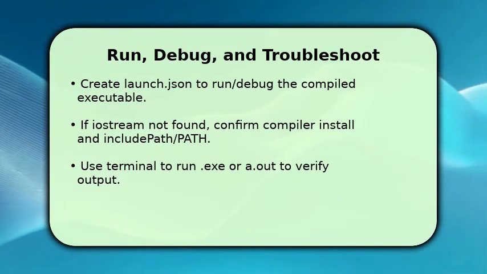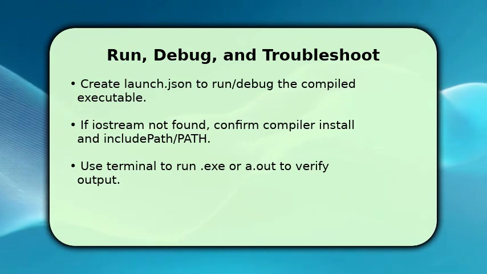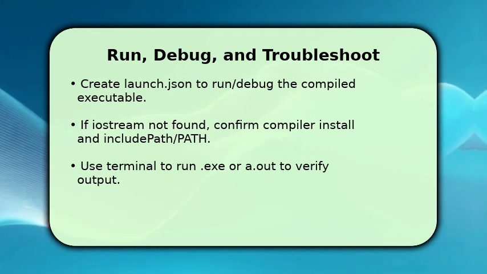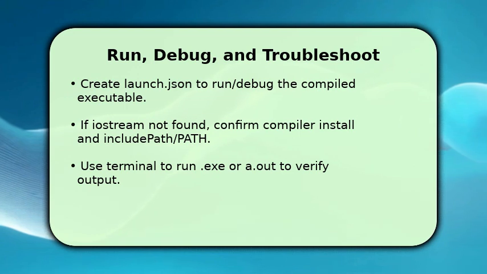Finally, create a launch.json configuration to run and debug the compiled executable so you can step through code and inspect outputs. Once configured, press run or use the terminal to execute the produced binary and confirm your cout prints.